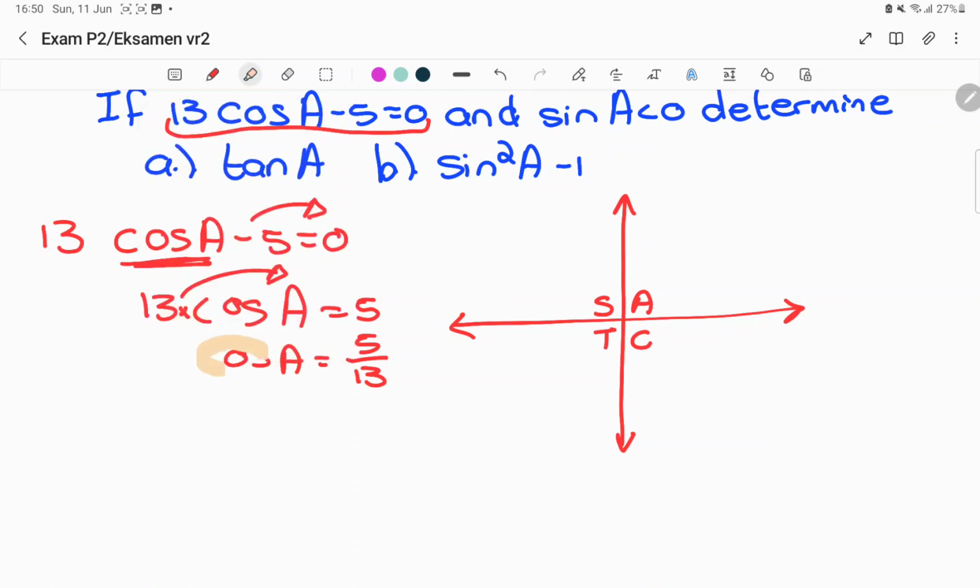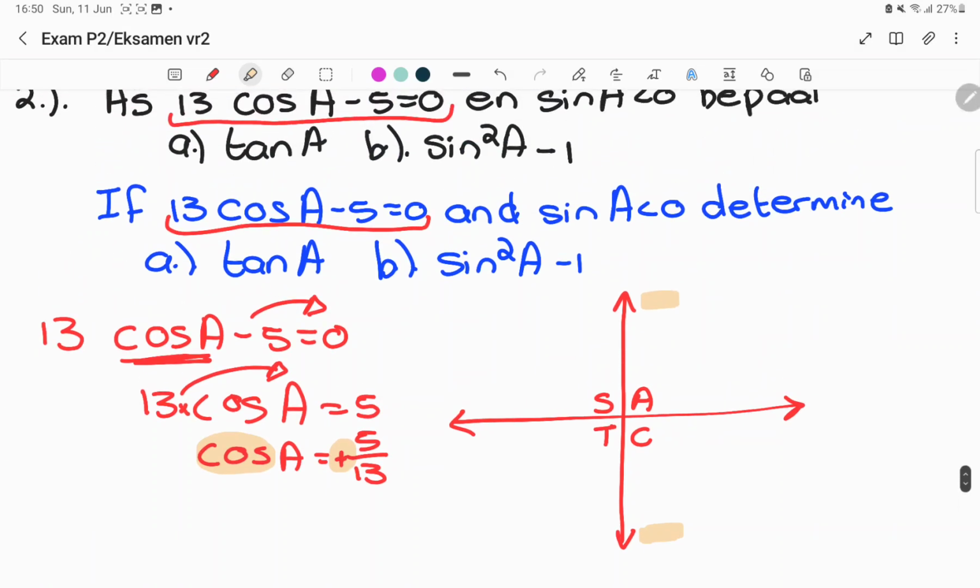What is the identity I'm working with? I'm working with cos. Is cos at the moment positive or negative? There's no minus, so it means it is positive. So in which quadrants is cos positive? Cos is positive in my first quadrant where everything is positive, as well as the fourth quadrant, which is cos's quadrant.